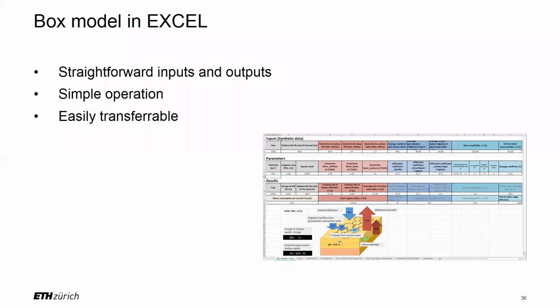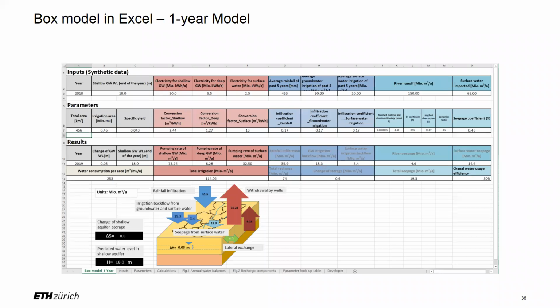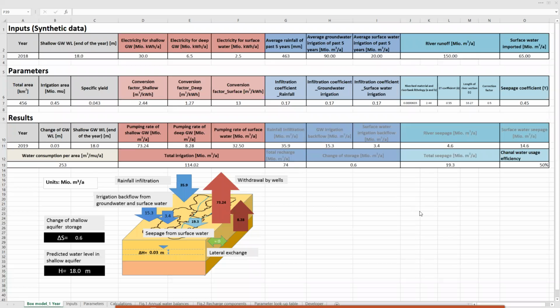We also developed the box model in Excel. The inputs and outputs are very straightforward and can be easily transferred. The data you need to put in are the water level and electricity data, and the rainfall and surface water information. I can explain it in this Excel.